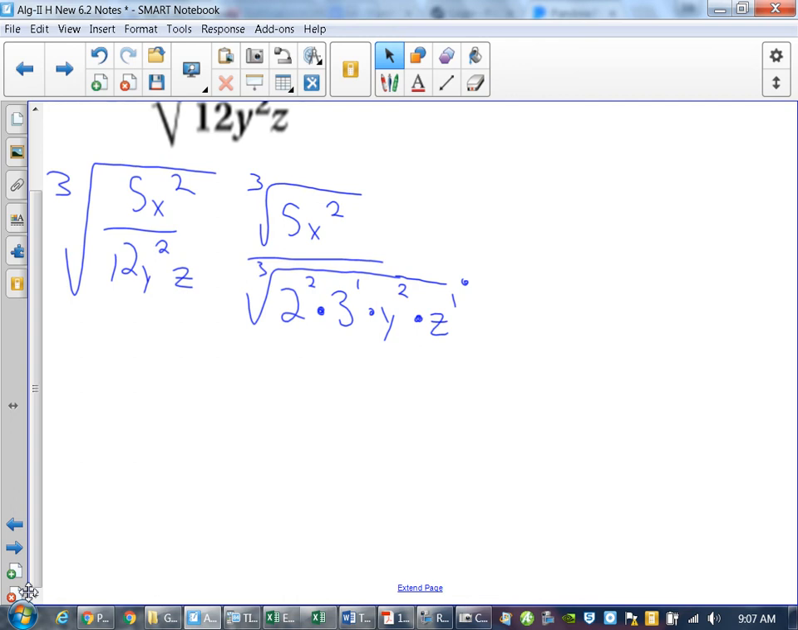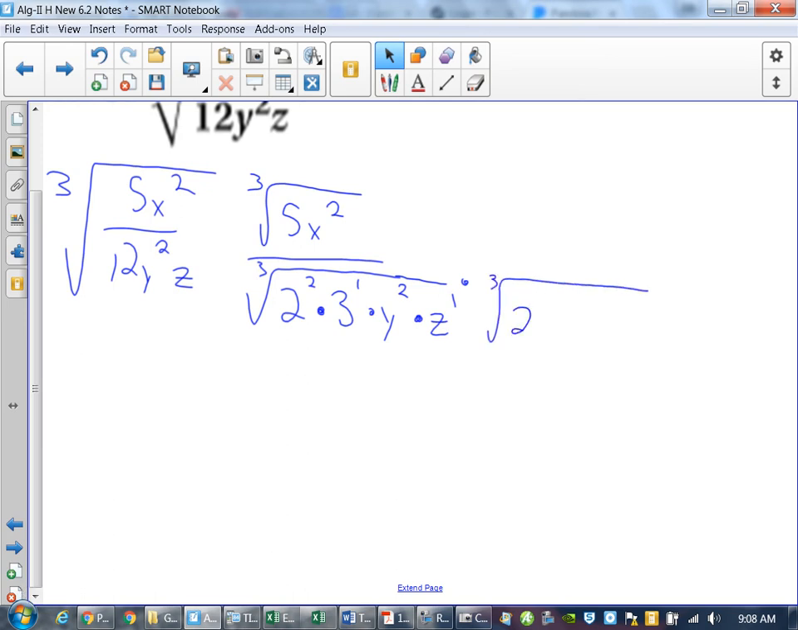Remember, when you have the same base and different exponents, all you're doing is adding them. I want to create this to become 2 cubed, 3 cubed, y cubed, z cubed. That would eliminate all of the cube roots in the denominator. It would make it a perfect cube, okay? So all I'm doing is playing this exponent game of how many more 2's do I need to make it a 3.